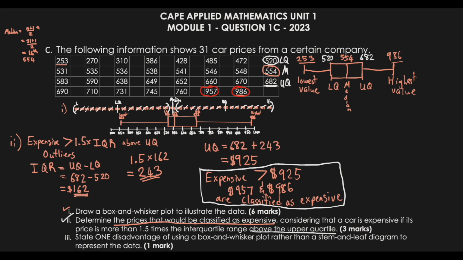So now we need to state one disadvantage of using a box and whisker plot rather than a stem and leaf diagram to represent the data. So basically, if we use a stem and leaf diagram, we would have been able to preserve all these values here. All of these values would still be shown in the data. Whereas with the box and whisker plot, if you notice, we only have five important values. So the stem and leaf diagram allows us to see every single value that you see here, whereas the box and whisker plot would have restricted us from seeing all the values here.